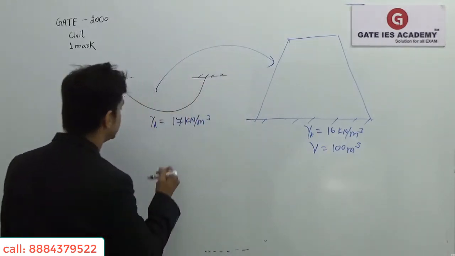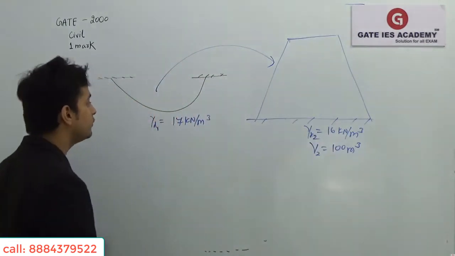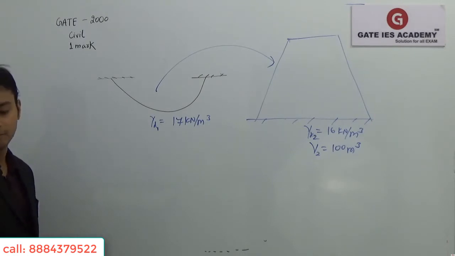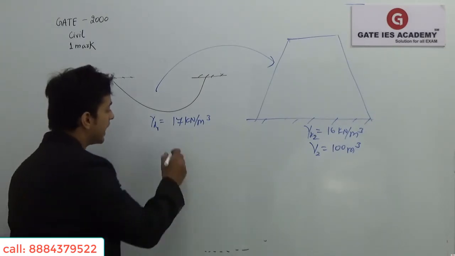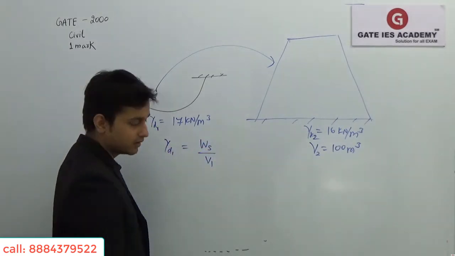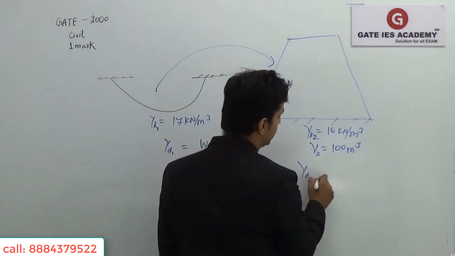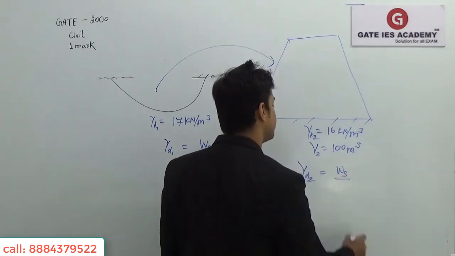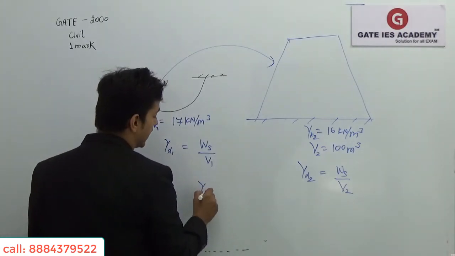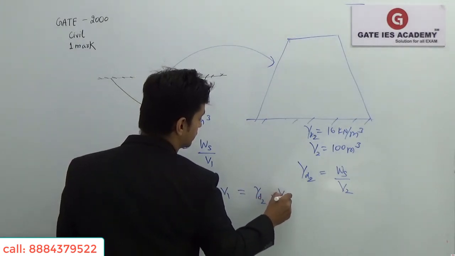Now here gamma d1 is given as this one and gamma d2 is given as this one, then V2 is given as this one. We need to find out the initial volume of the system. How will I find it out is very important. See, this gamma d1 will be equal to weight of solids upon volume V1, and gamma d2 will be equal to weight of solids upon V2. So if we equate both the Ws, I'll get gamma d1 into V1 is equal to gamma d2 into V2.